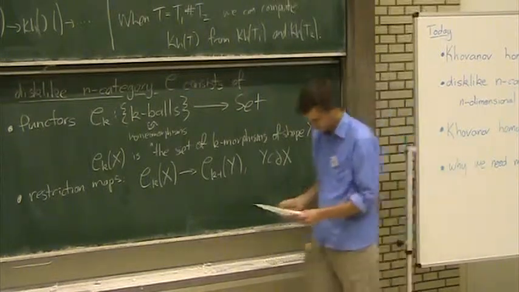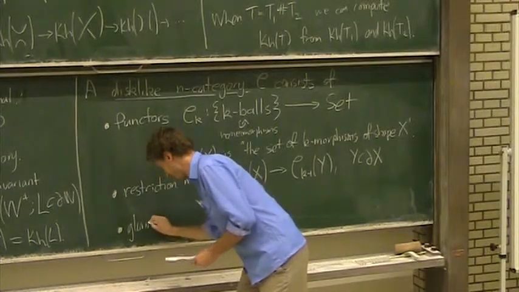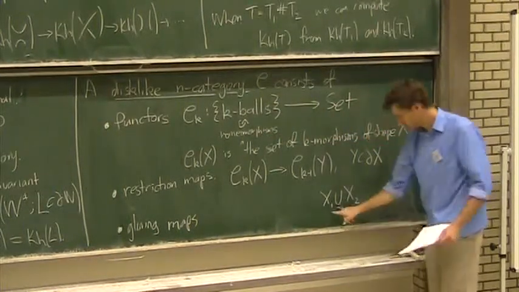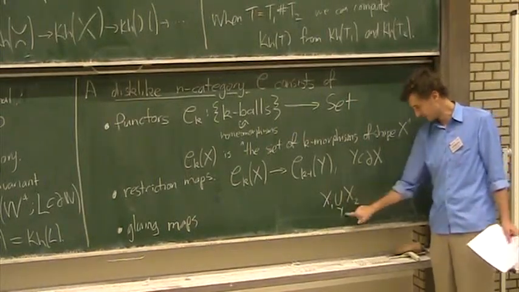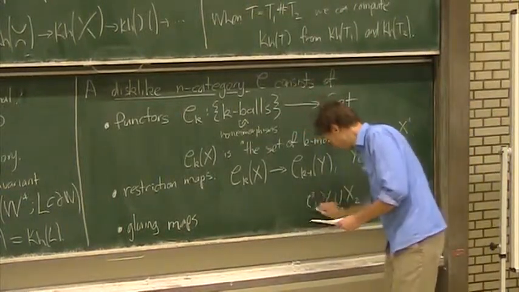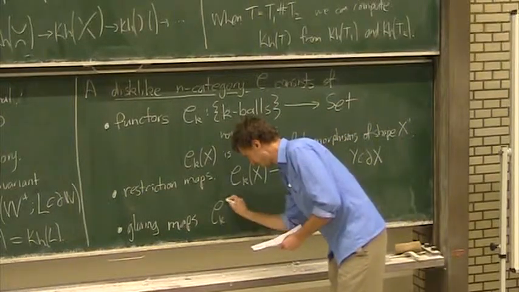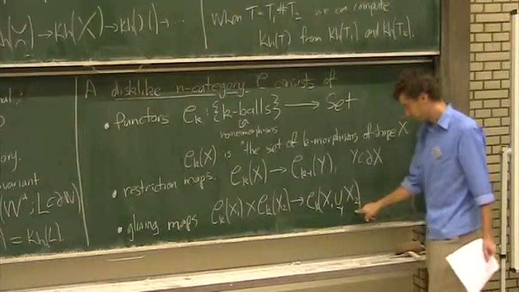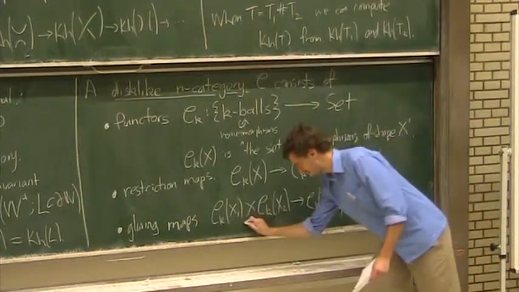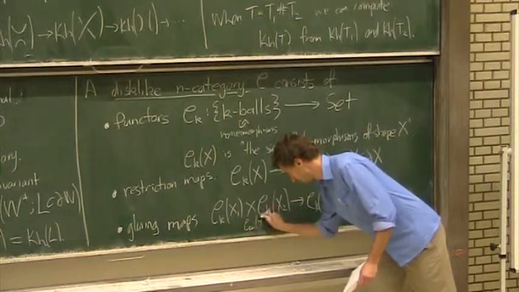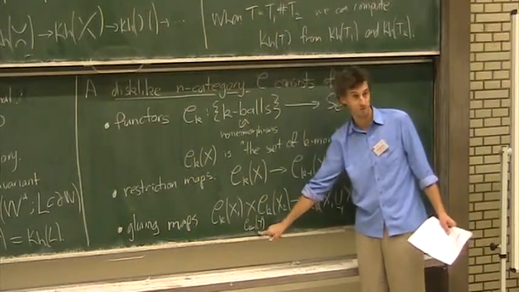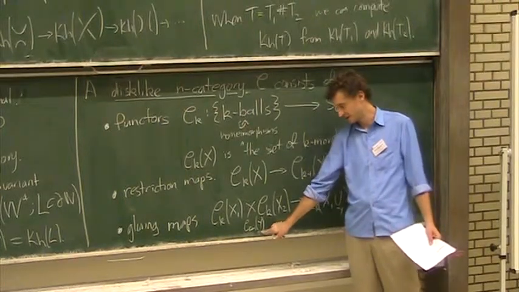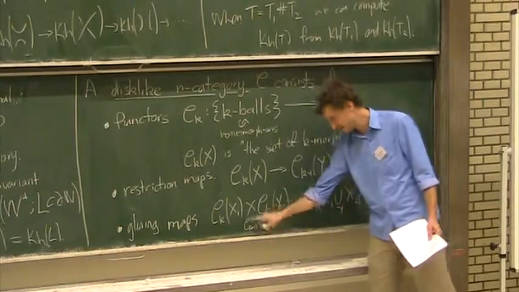Okay, and finally, well. So say I have some ball which looks like two balls glued together along some codimension one ball. So here I've got two K-balls and a K minus 1 ball. Then the gluing maps provide maps from the morphisms on X1 cross the morphisms on X2 to the morphisms on X1 union X2, but only on the fiber product. So here I'm going to write C_{K-1} of Y. So what this means is a morphism on X1, which restricts to some specific morphism on Y, and some other morphism here that restricts to that same K minus 1 morphism on Y. This fiber product condition is just saying it makes sense to compose these. If it makes sense to compose them because they agree on the boundary, you can glue the morphisms together and get morphisms.